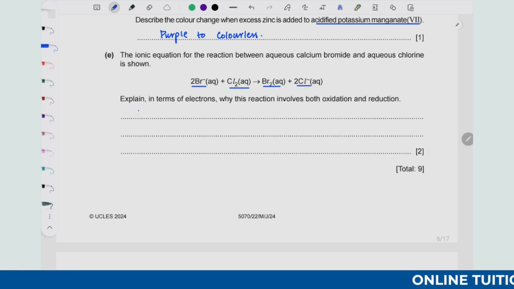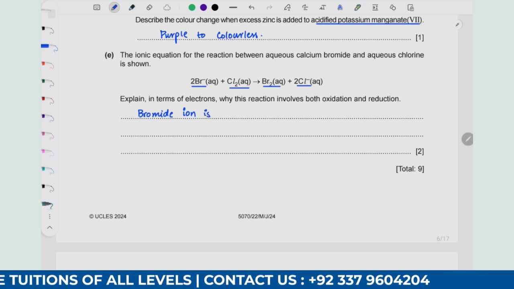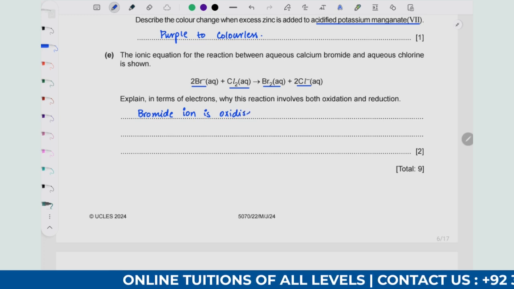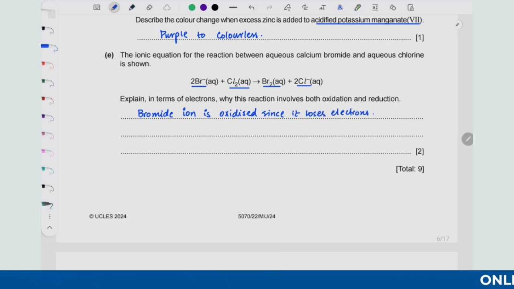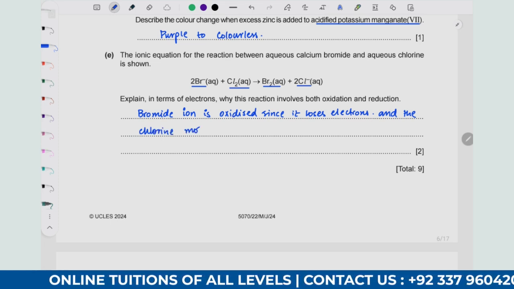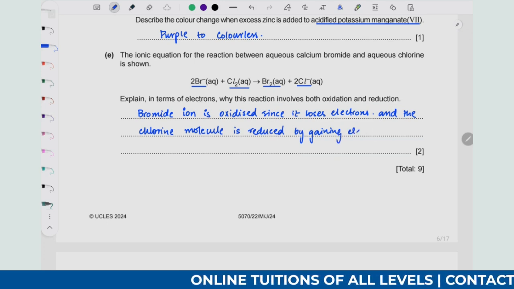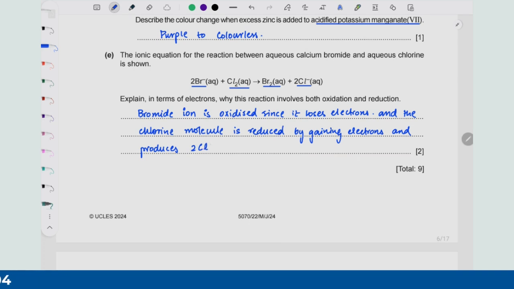So that is what we will write: bromide ion is oxidized since it loses electrons, and the chlorine molecule is reduced by gaining electrons and produces 2Cl minus ions.